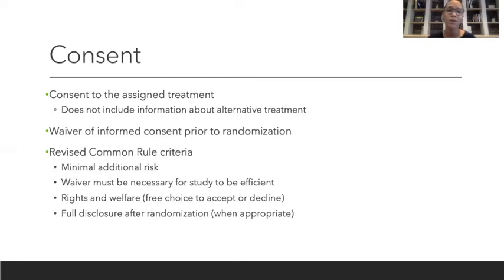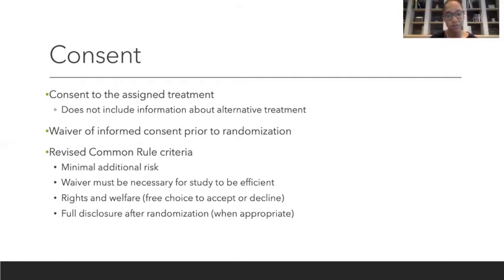However, something very important is that the waiver to receive consent prior to randomization needs to follow certain criteria decided by the revised Common Rule. The main criterion is that the risk the patient will be exposed to in this study, or with the intervention they would receive, may not be high. It may be very minimal risk.